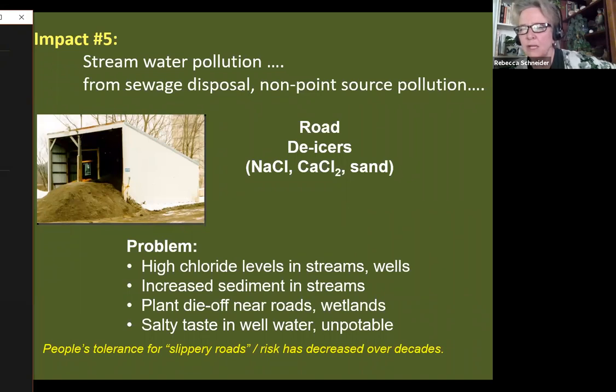Sometimes they have to use sand in the wintertime, and highway guys work very hard. I'll tell you, I'm going to end with a little bit about our ditch program. So they sometimes use sand instead of salt because salt costs more money. And so that sand washes into the streams. The salt will lead to plant die-off near roads and in wetlands, affects some amphibians that live in ponds where the salt washes into the ponds, and it can lead to a salty taste in our water.